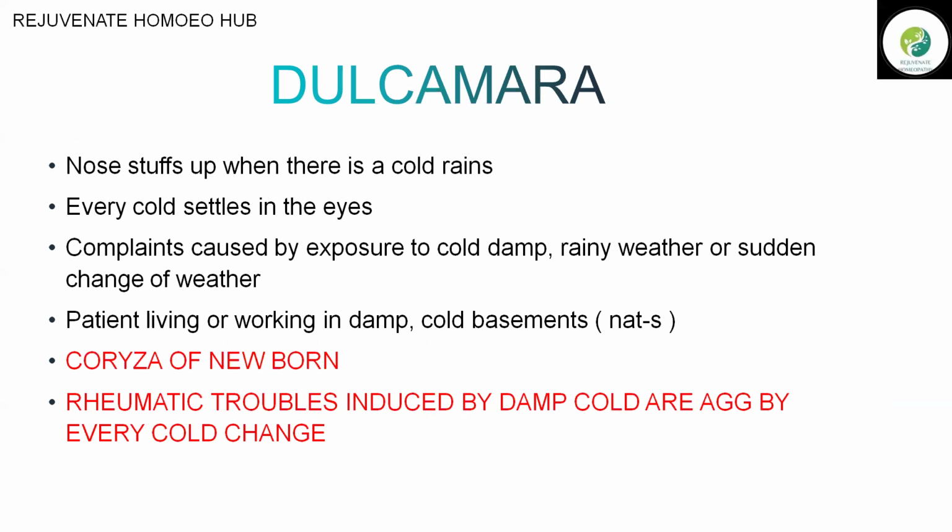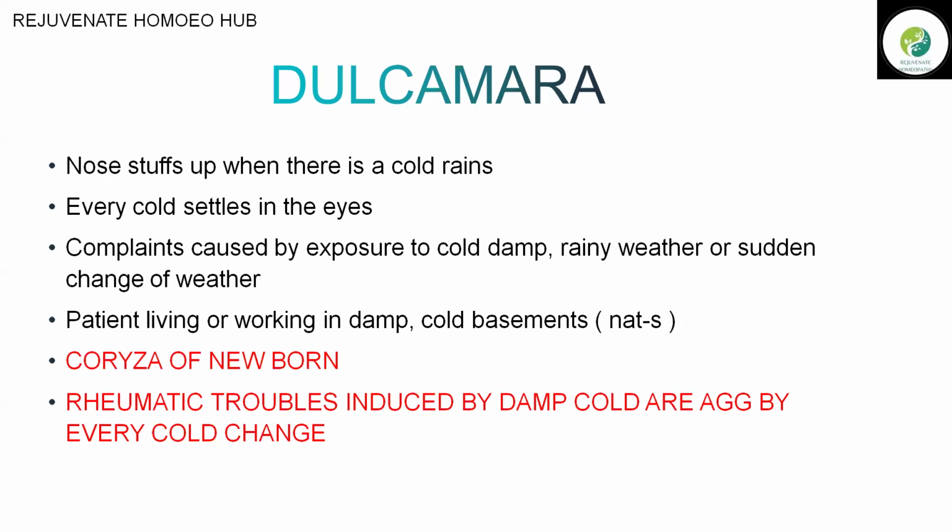Coming to Dulcamara. Nose stuffs up when there is cold rain. So this symptom you see here, whenever rain has started, the first affected is the nostril or the nose, the respiratory complaints, then think of Dulcamara. Every cold settles in the eyes, complaints caused by exposure to cold, damp, rainy weather or sudden change in the weather. Here you see patients living or working in damp, cold basements, along with Natrum sulph, think of Dulcamara.